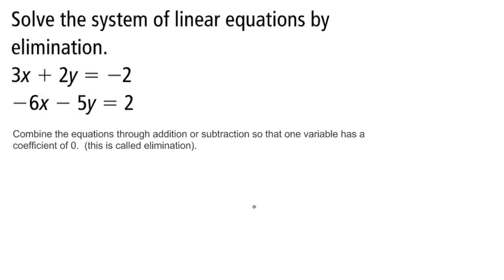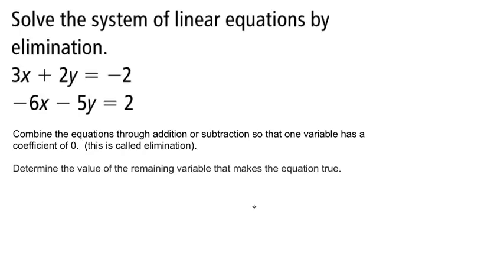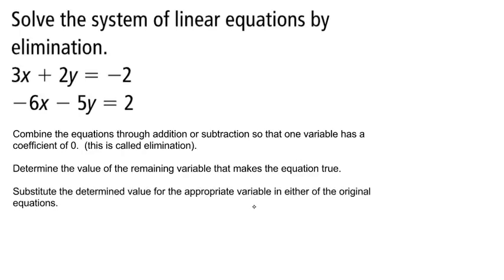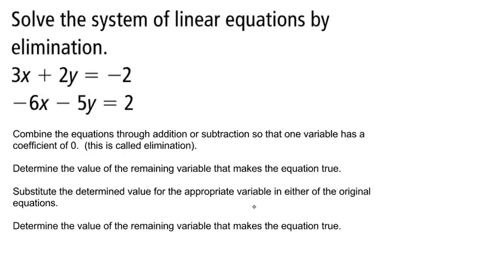So our steps, again: combine the equations through addition or subtraction so that one variable has a coefficient of 0. That's the process called elimination. So that's what we're asked to do here. Once we get that done, we're going to determine the value of the remaining variable that makes the equation true. Then we'll substitute that determined value for the appropriate variable in either of the original equations. And finally, we'll determine the value of that remaining variable that makes the equation true.